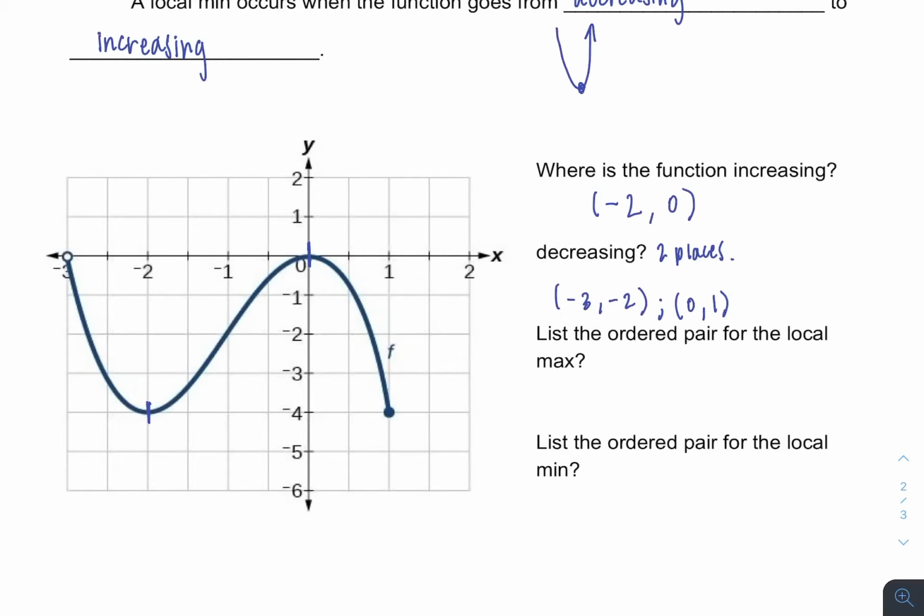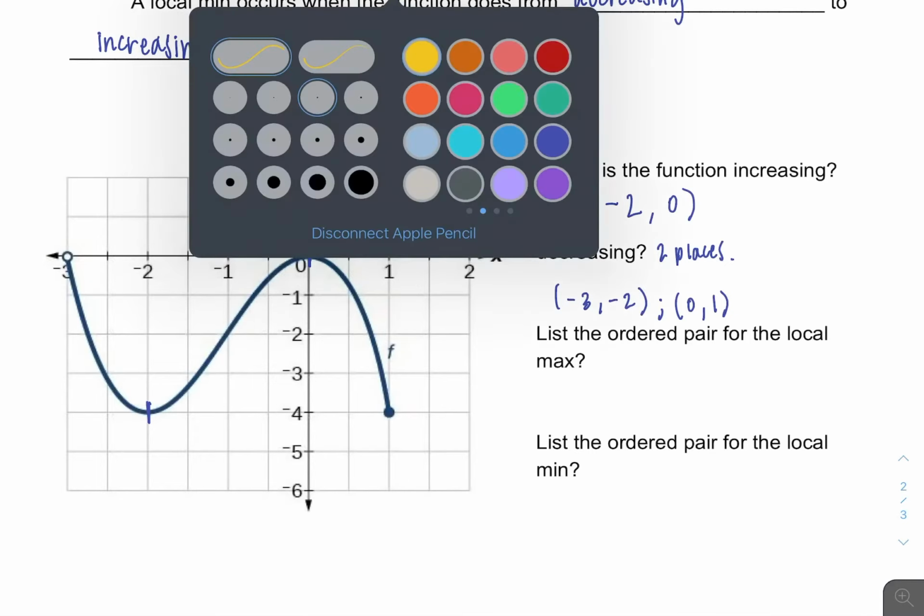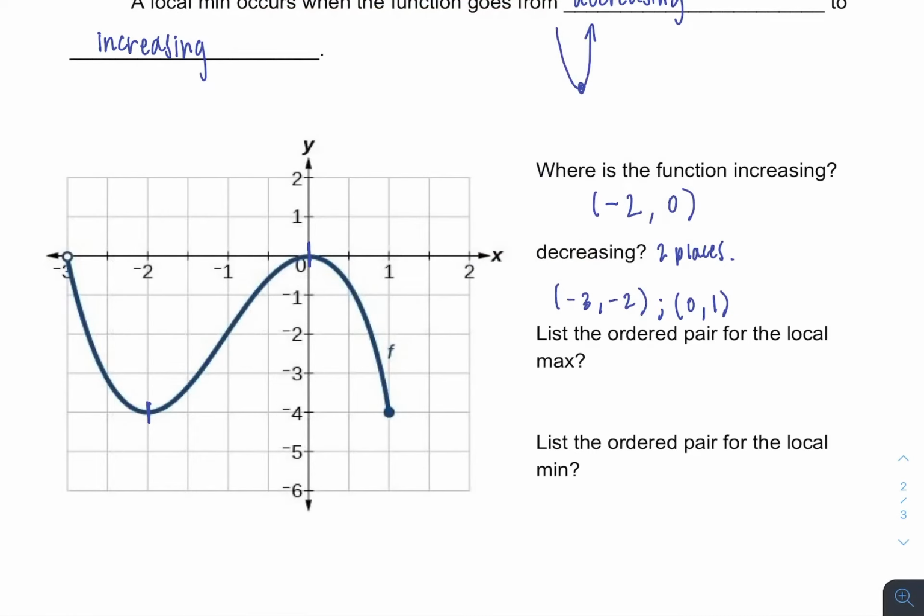All right, here we're going to list the ordered pair for the local max. Okay, so anywhere where it's going from increasing to decreasing is going to be a local max. So we've got down, up, down, just labeling it like that so you can see. And so (0, 0) is the ordered pair for the local max.